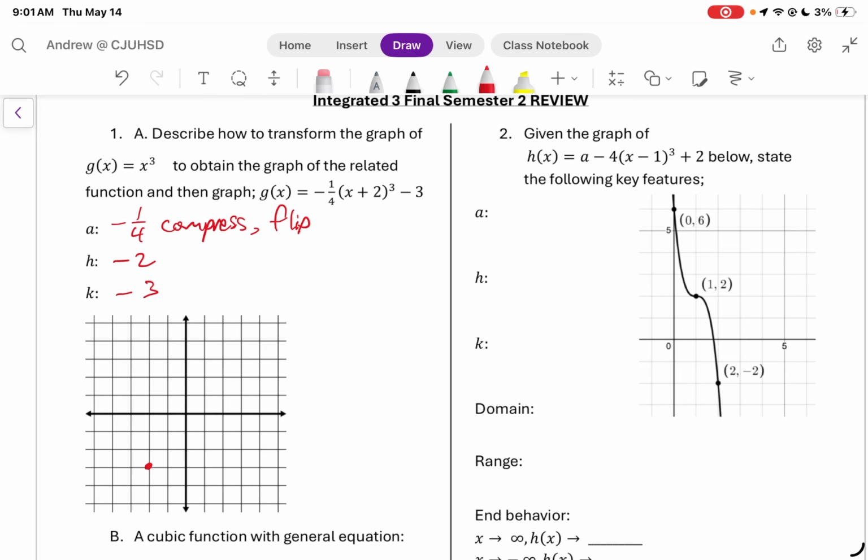That reference point is the point of inflection where concavity changes. It would also be flipped in the sense that it would be coming from up to down. And it's compressed, so it doesn't go up or down very fast compared to the regular cubic. So something like that. How to do it?